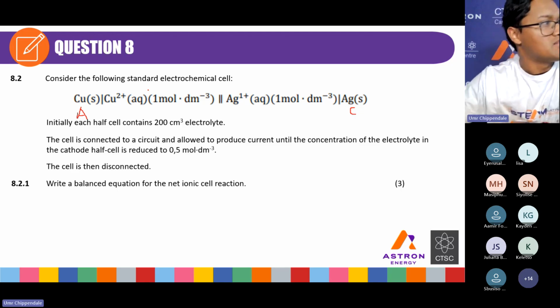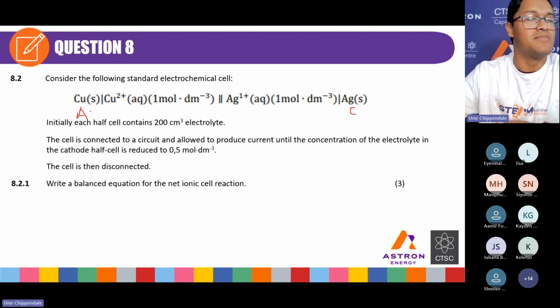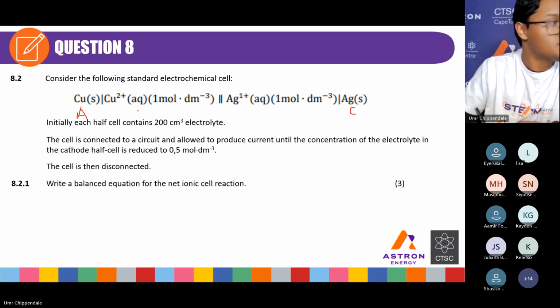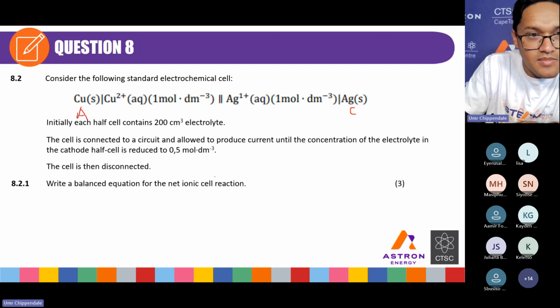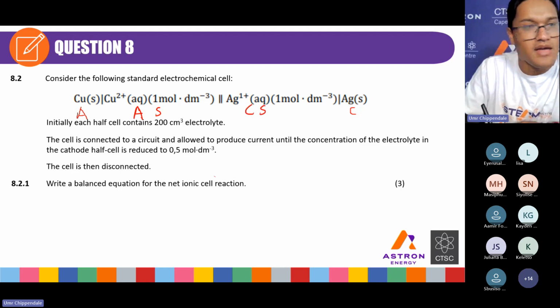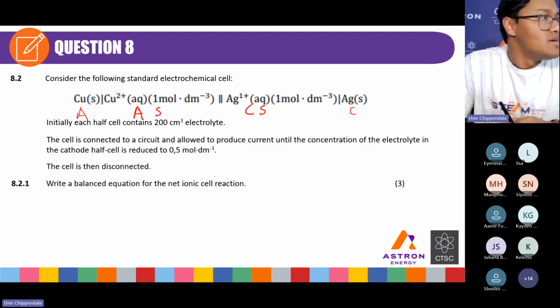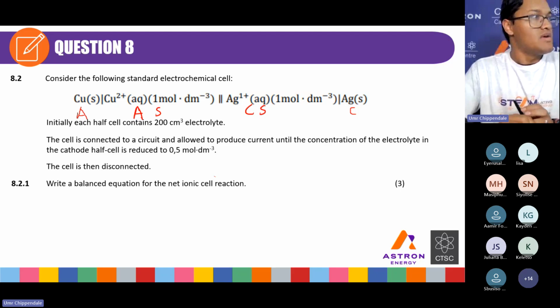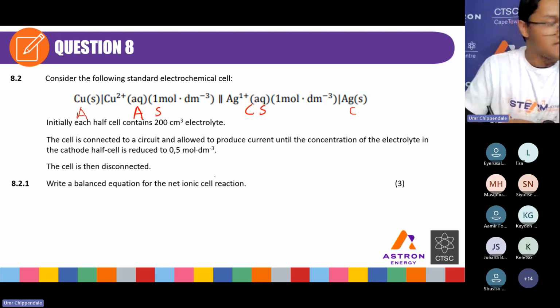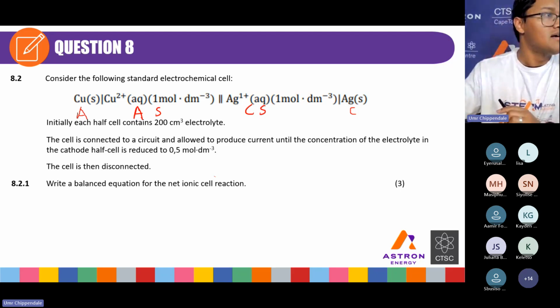Difficult to write with the mouse, but that is our anode electrode, and then this should be our anode electrolyte. So that will be our anode solution or electrolyte. And this will be our cathode solution, and that will be our cathode on its own. Yes. So now we need to write down the balanced equation. So we have our Cu and Cu2+ and Ag+ and Ag.